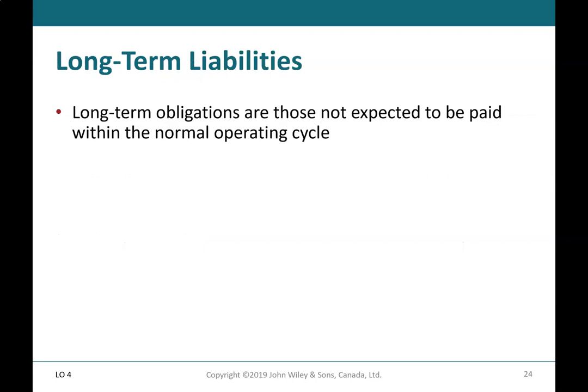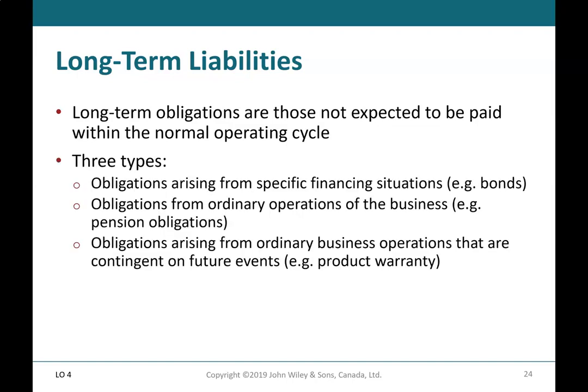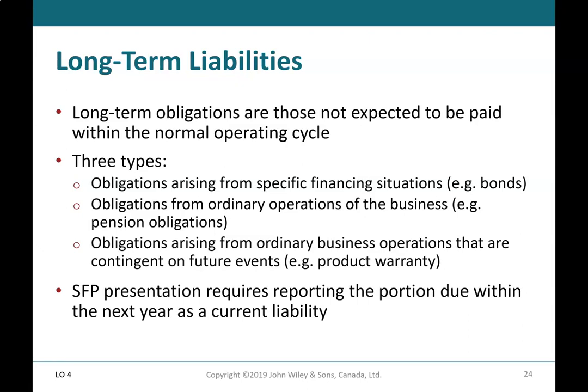Long-term liabilities. Long-term obligations are those not expected to be paid within the normal operating cycle. 3 types. Obligations arising from specific financing situations, for example, bonds. Obligations from ordinary operations of the business, for example, pension obligations. Obligations arising from ordinary business operations that are contingent on future events, for example, product warranty. SFP presentation requires reporting the portion due within the next year as a current liability.